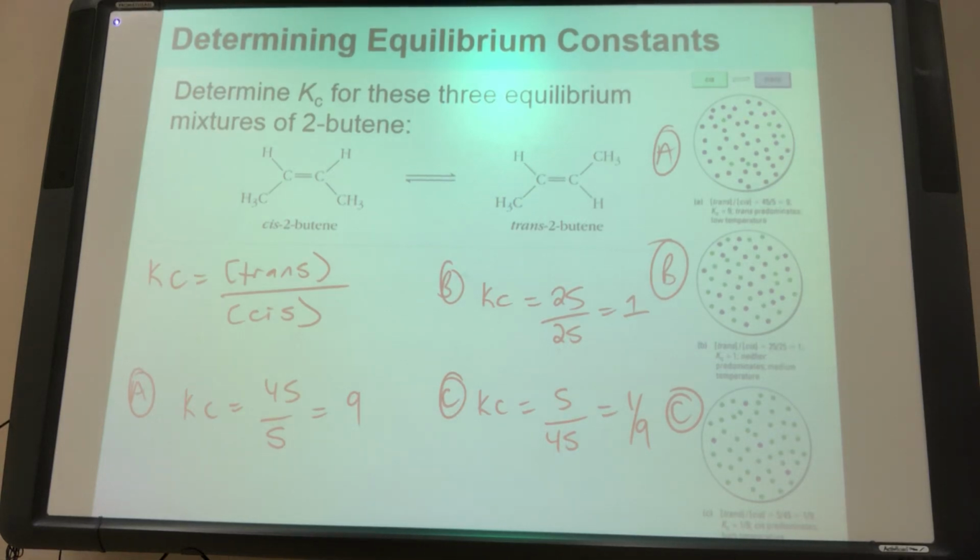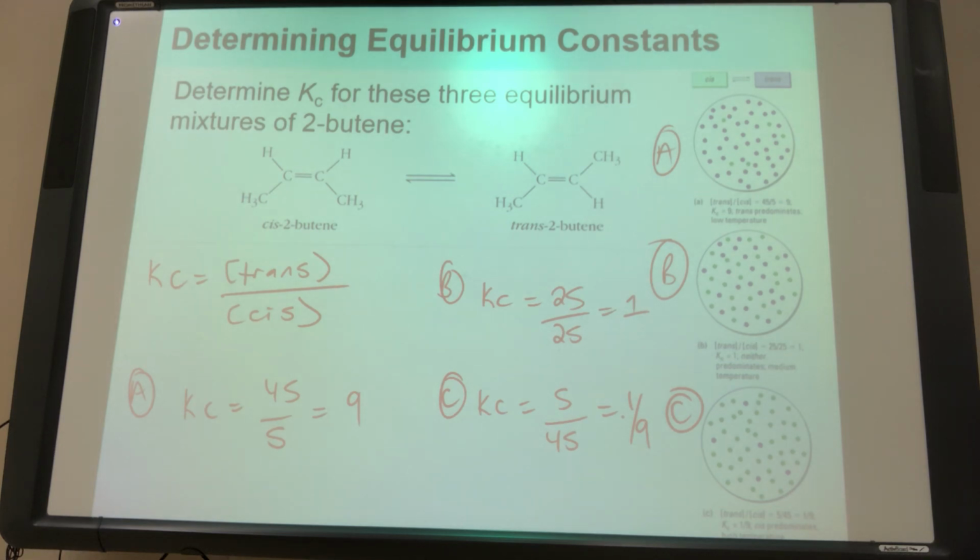All right, so let's continue with chapter 15. So we ended on this problem last lecture, and we found the KC for situation A, for B, and C. And as said, we see here we've got a KC of 9, a KC of 1, and a KC of 1/9.